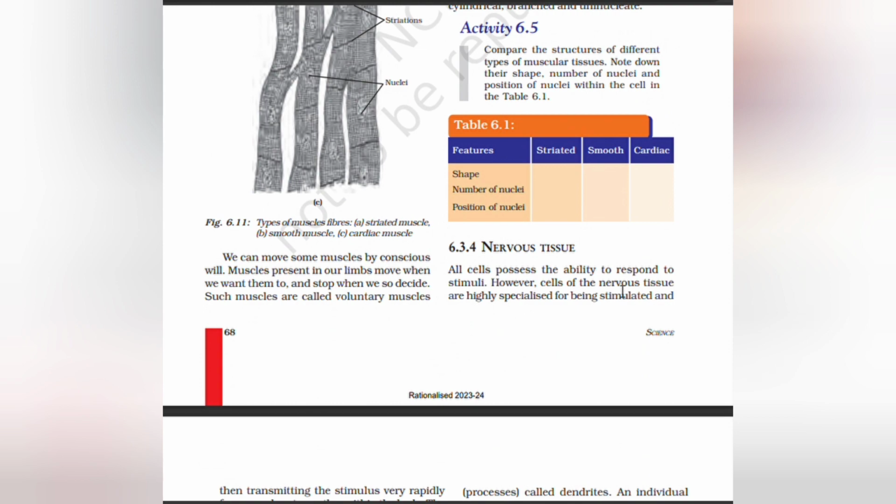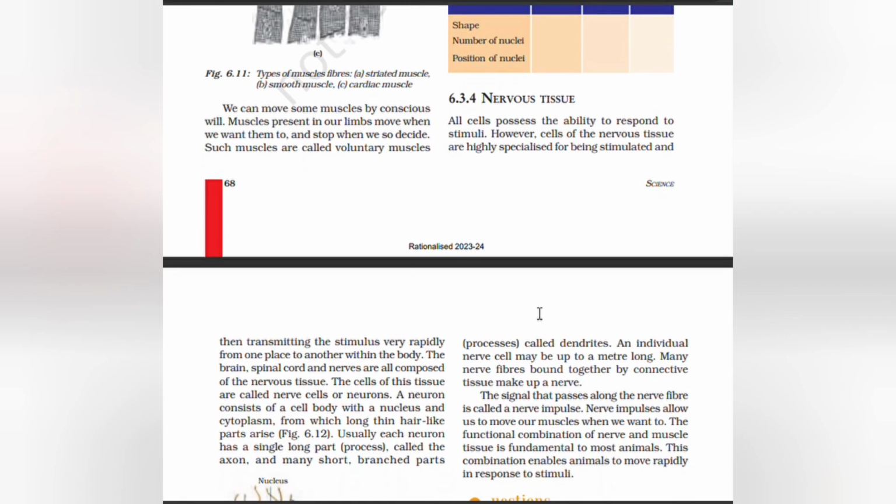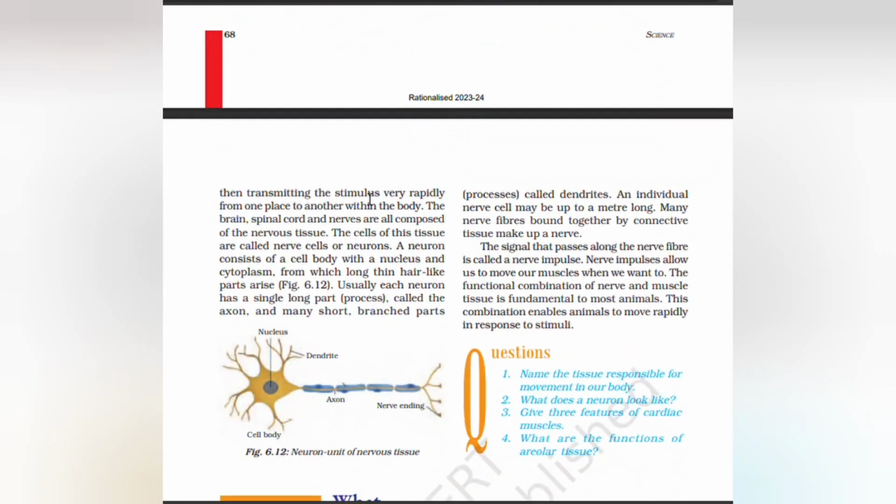Nervous tissue. All cells possess the ability to respond to stimuli. However, the cells of the nervous tissue are highly specialized for being stimulated and then transmitting the stimulus very rapidly from one place to another within the body. The brain, spinal cord, and nerves are all composed of the nervous tissue. Cells of this tissue are called nerve cells or neurons.